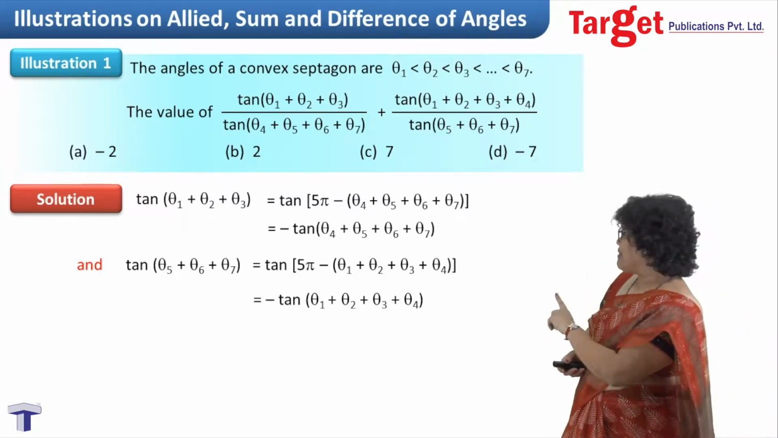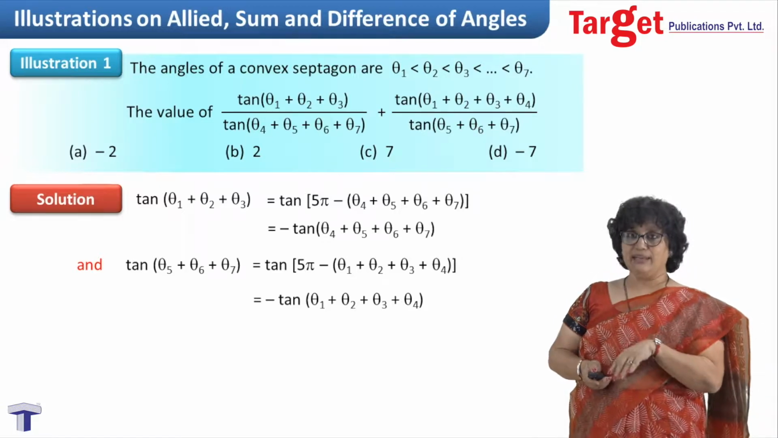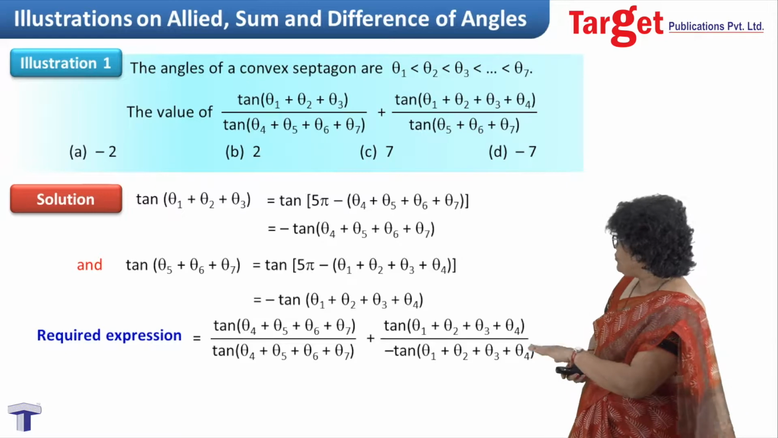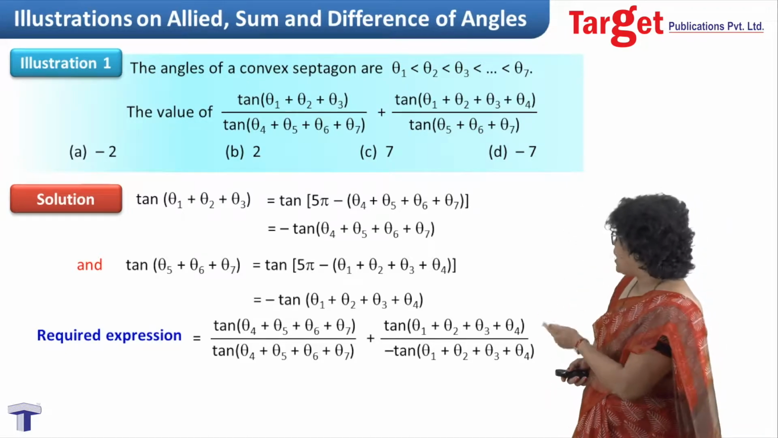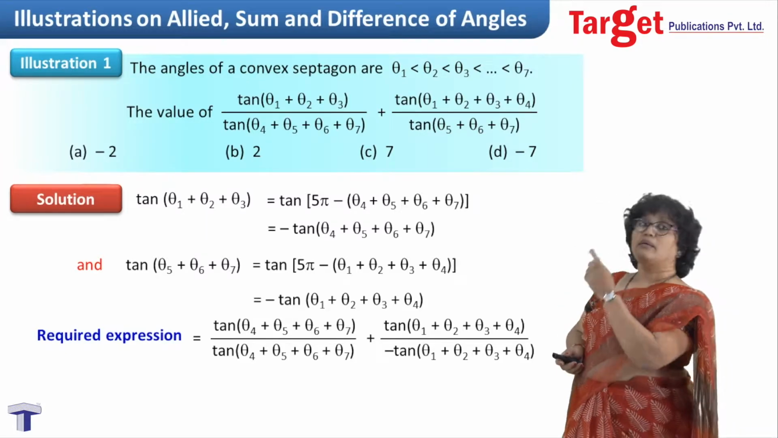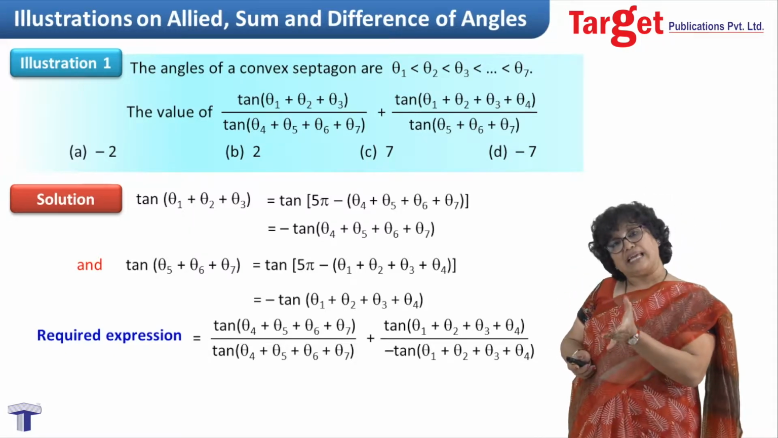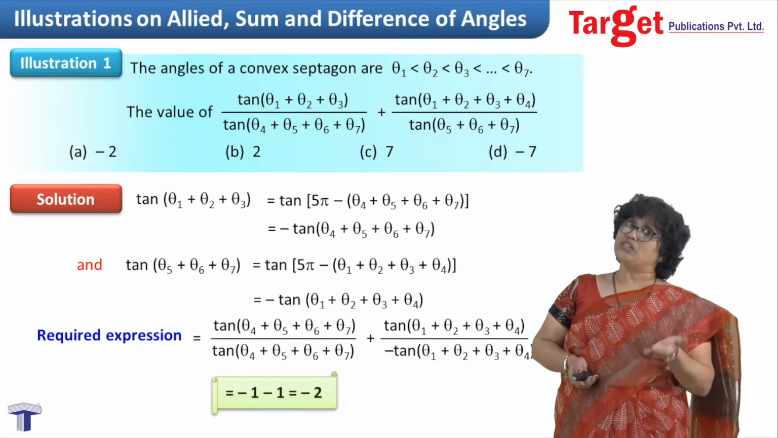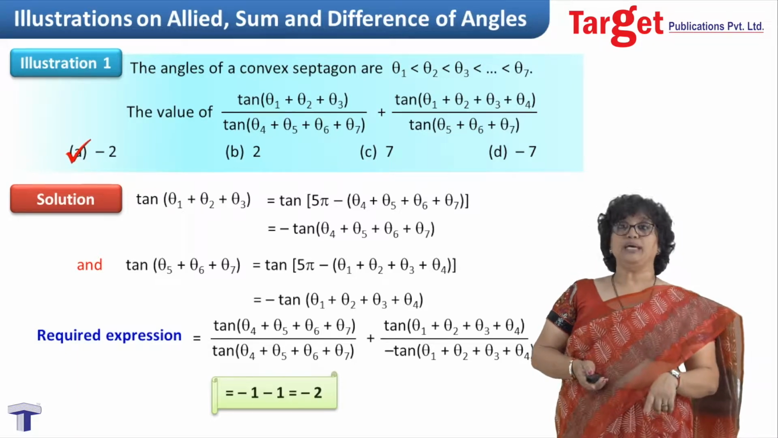Replace tan of theta 1 plus theta 2 plus theta 3 and tan of theta 5 plus theta 6 plus theta 7 in the given expression and get the required expression as minus of tan of theta 4 plus theta 5 plus theta 6 plus theta 7 upon tan of theta 4 plus theta 5 plus theta 6 plus theta 7, plus tan of theta 1 plus theta 2 plus theta 3 plus theta 4 upon minus times tan of theta 1 plus theta 2 plus theta 3 plus theta 4, which would lead to minus 1 and it is nothing but minus 2. So the correct answer is minus 2.